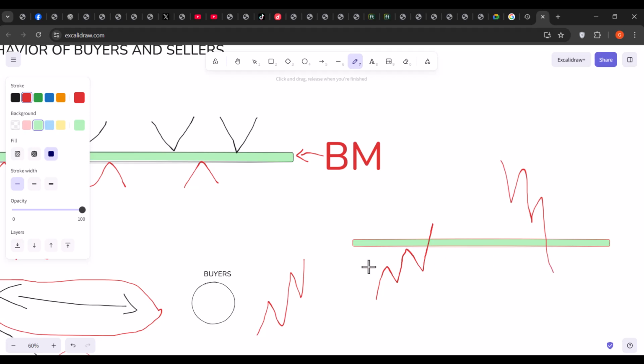So yes, I'm giving you both the bullish and the bearish scenario over here. So what do you have to wait for? So let's say this indication happened like this. The next thing you have to wait for is to see what these sellers would try to do.